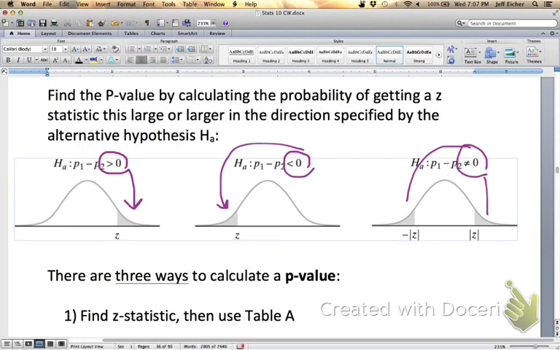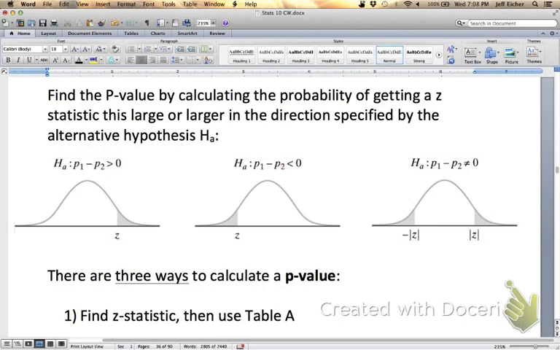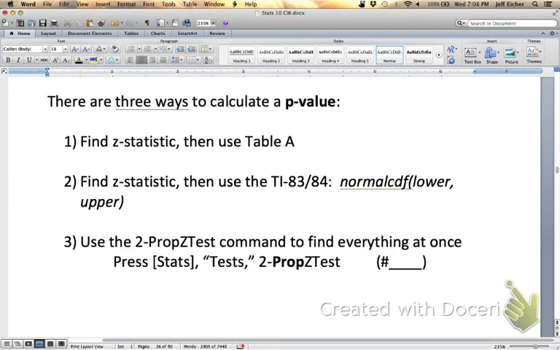I'll remind you, there are 3 ways to calculate a p-value. Table A, a favorite among many, after, of course, you find your Z-score or Z statistic. Normal CDF. Or you could just find the p-value and a bunch of other stuff if you use 2-prop z-test. 2 for 2 samples, prop for proportion. Z always goes with proportions, and it's a test, not an interval. And it's under your test menu.